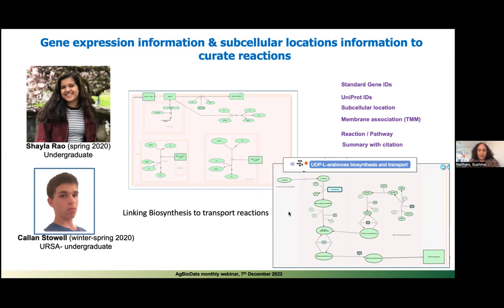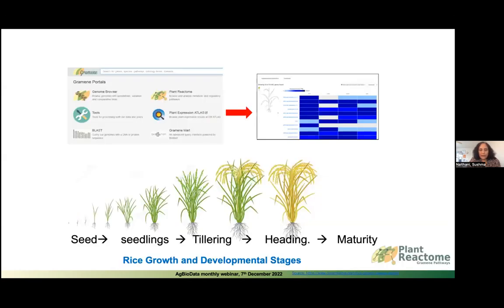We also use some of the ways how we can link biosynthesis to the transport reactions, and so use this eukaryotic architecture of the plant cell to inform our users where those reactions are happening and how they are being connected. So some of the translocation reactions and transport reactions and so on. So this is the second example of how we use high-throughput data to improve our biocuration.